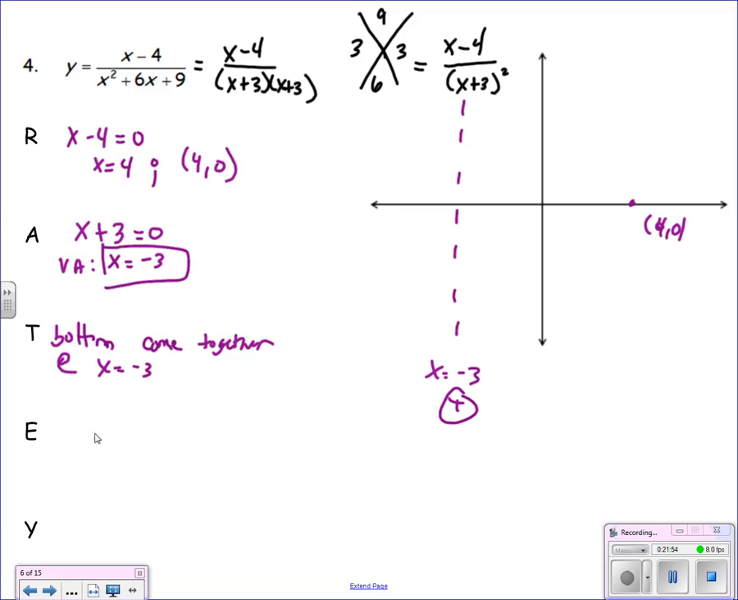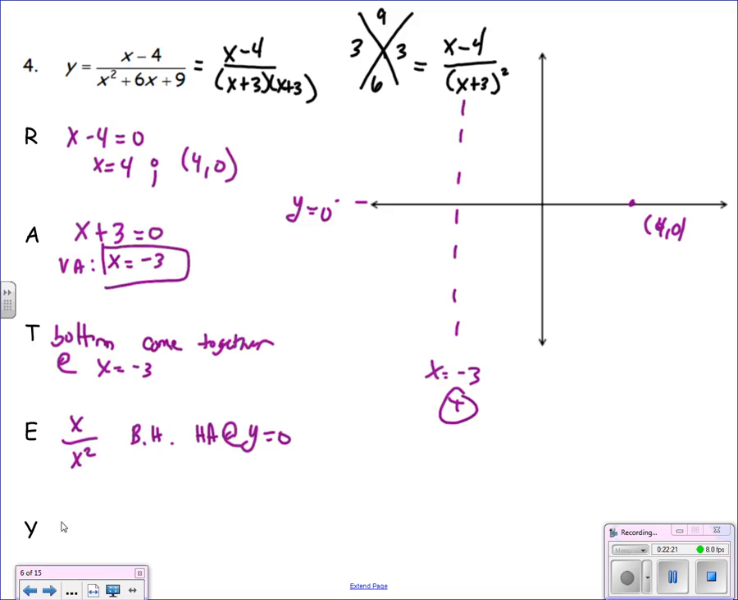E is for end behavior. So the first term of my numerator is x. Second, the first term of my denominator is x squared. The degree up top is 1. The degree on the bottom is 2. So this is bottom heavy, which means there's a horizontal asymptote at y equals 0. Again, that's your x-axis, so extend it and label.